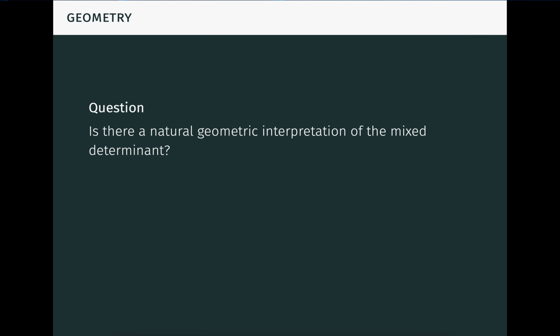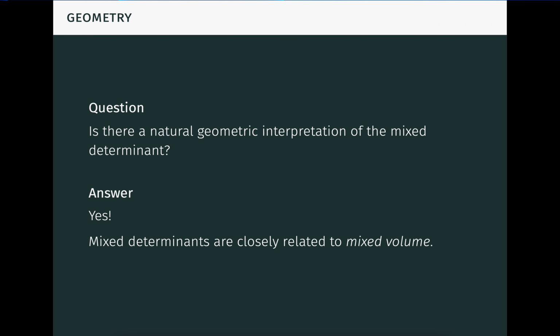Recalling that the classical determinant is just the factor by which a linear map scales n-dimensional oriented volume, when working over the reals, that is, we might wonder whether there is a natural geometric interpretation of the mixed determinant. The answer is yes. Mixed determinants are closely related to a concept called mixed volume in convex geometry. But we won't dive into that in this video because we've got too much other interesting stuff to cover.